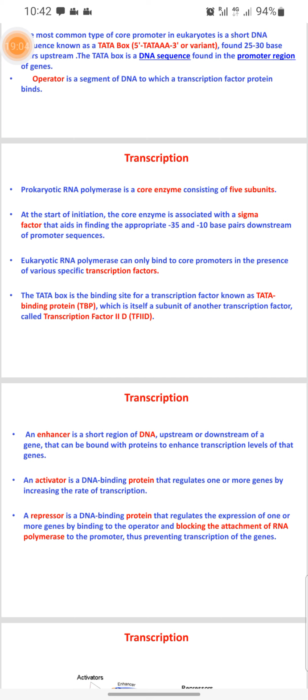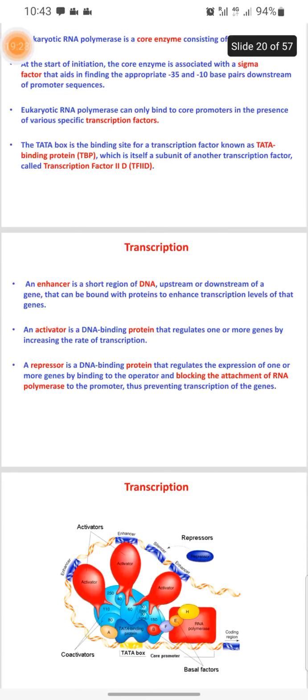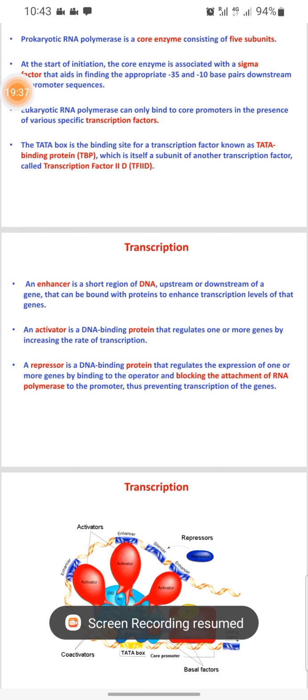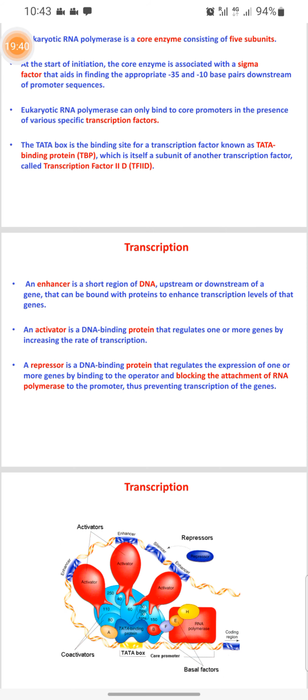Now eukaryotic RNA polymerase can only bind to promoters in the presence of various specific transcription factors. The TATA box is the binding site for the transcription factor called TATA box binding protein, TBP, which is itself a subunit of another transcription factor called TFIID. Now, an enhancer is a short region of DNA upstream or downstream of a gene that can bind proteins to enhance the transcription level of that gene.